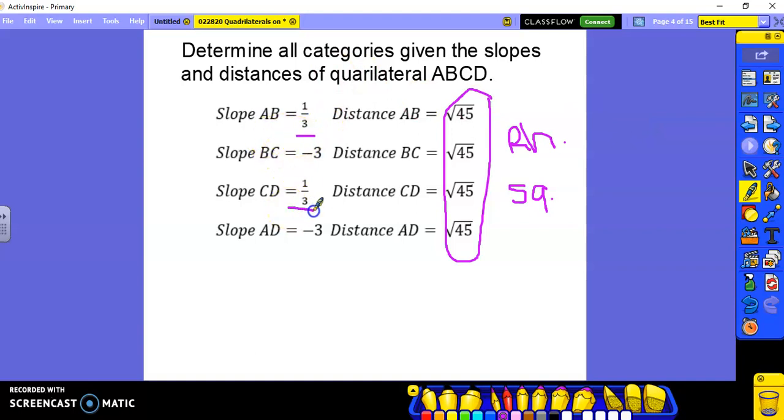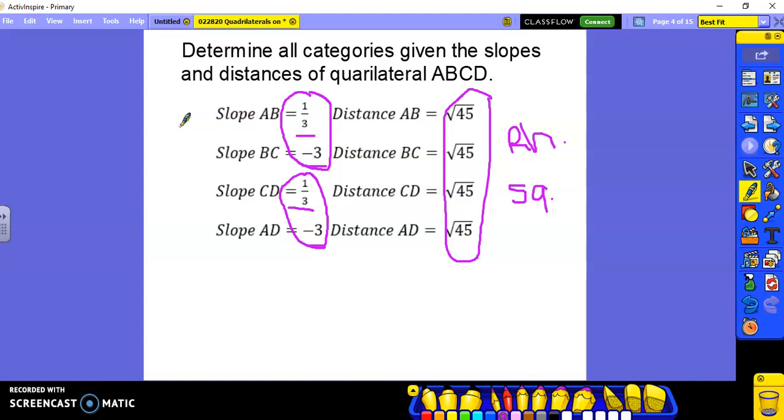First thing I notice, slope AB and slope CD are parallel, and slope BC and slope AD are parallel, which is good. So we still have rhombus and square because opposite sides are parallel. Now, we need to focus on the angles. If it is a square, we need 90-degree angles. So I'm going to look at where my two lines meet, and I'm going to look at where my other two lines meet. I need to ask, do I have opposite reciprocals of each other?